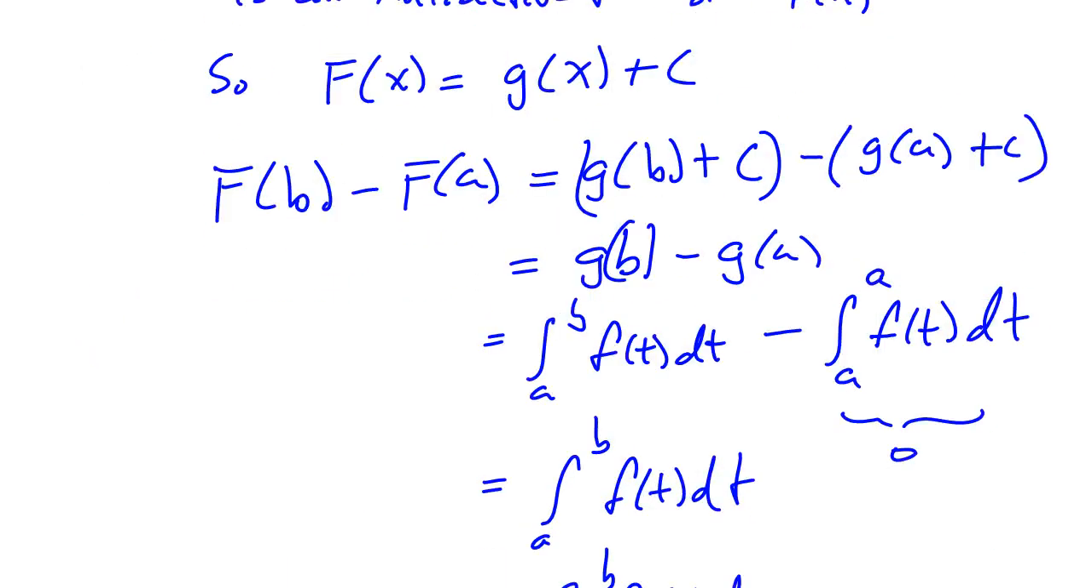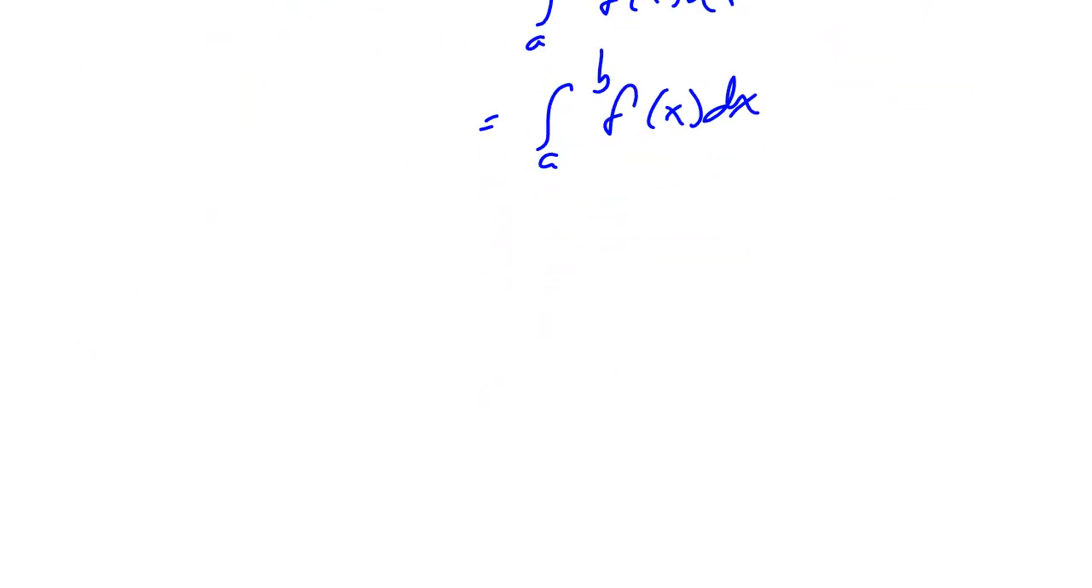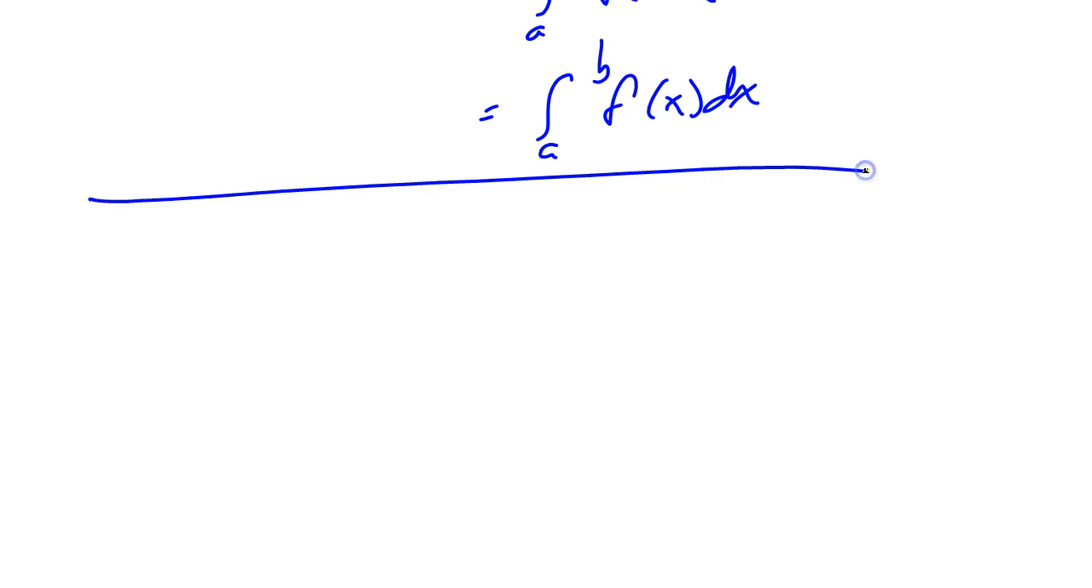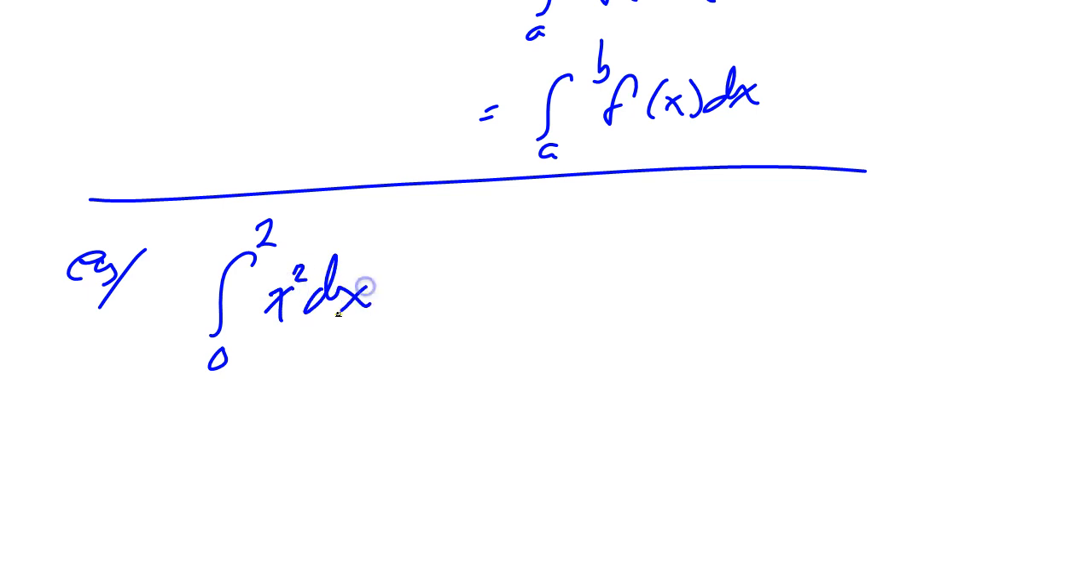Let's do an example. How about the integral from 0 to 2 of x squared dx. I think we estimated this one earlier. I think we did this one with a Riemann sum. Let's do it this new way. So according to the Fundamental Theorem of Calculus, it says find an antiderivative. So an antiderivative of x squared would be x cubed over 3.